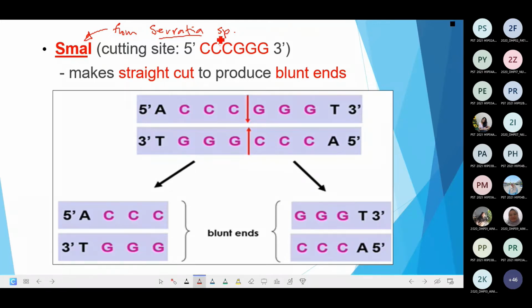You can read about this from the internet. Serratia marcescens, I think, but I'm not sure about the spelling. Okay, the more important thing will be the E. coli that is obtained from the E. coli. That is important for you to remember. This is just something extra lah, Serratia ni.